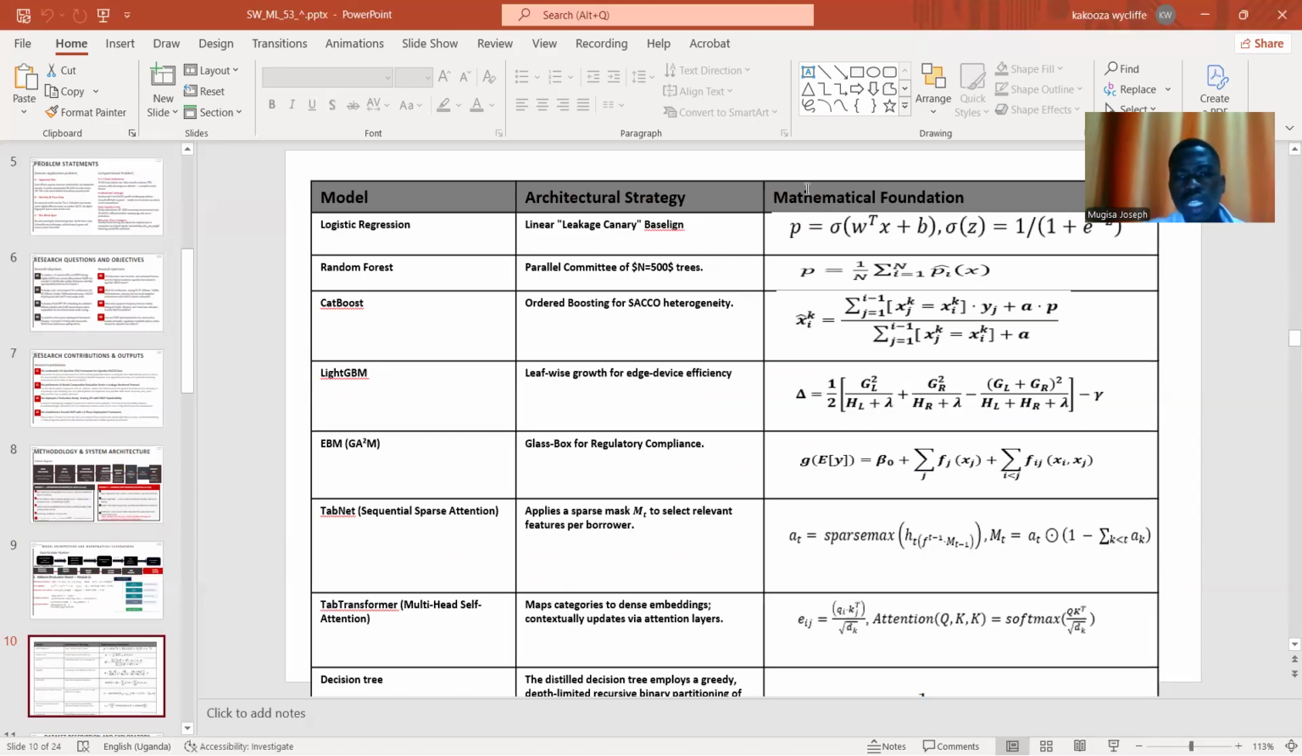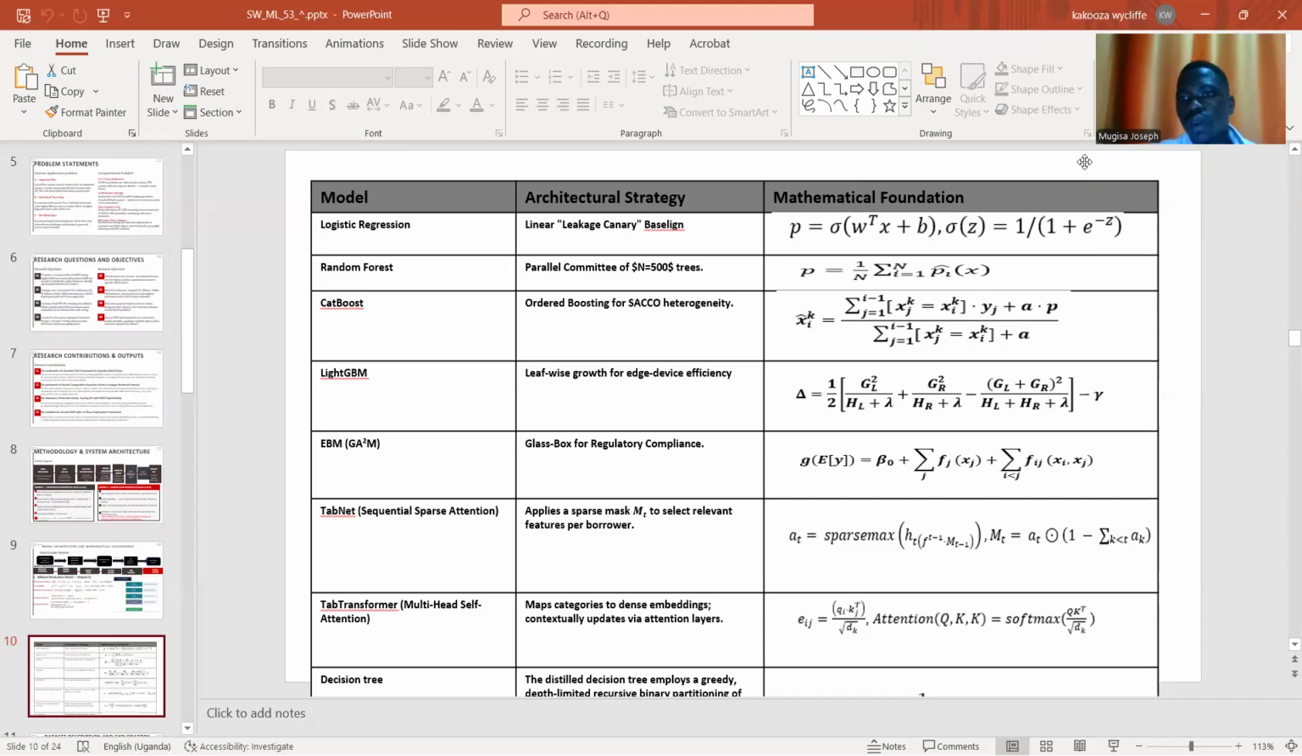This one computes the weighted sum of the feature inputs plus the bias, and then passes it through a sigmoid function, 1 over 1 plus e to the power of negative z, to generate the default probability. And then random forest is a committee of multiple trees whose decisions are later summed and the average is taken. So basically, the final output probability is the average of the probabilities output by each tree.